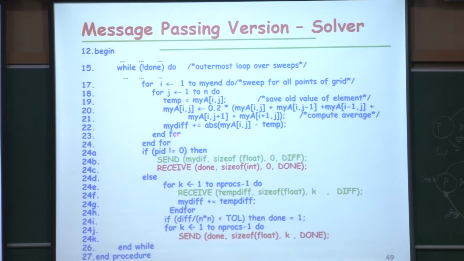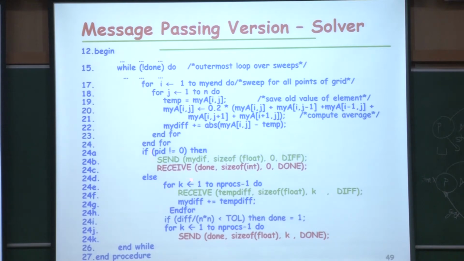After it has computed that, each process except process 0, which is the very first process, is going to send my diff to process 0, and it is going to receive from process 0 the done variable. Essentially, we have computed the local diff, I am going to send it to process 0, who is going to compute the global diff as well as tell me whether we are done or not done.